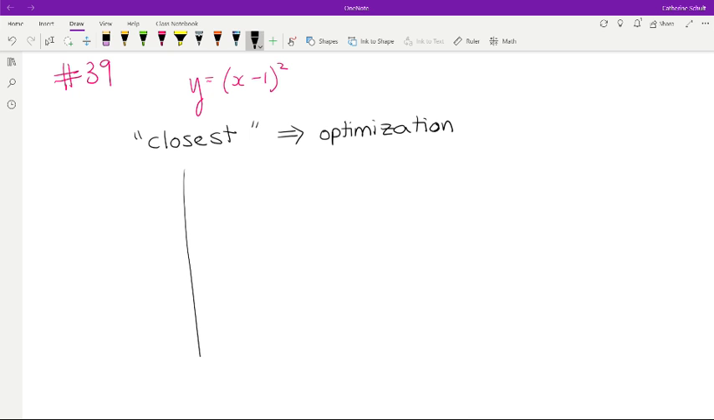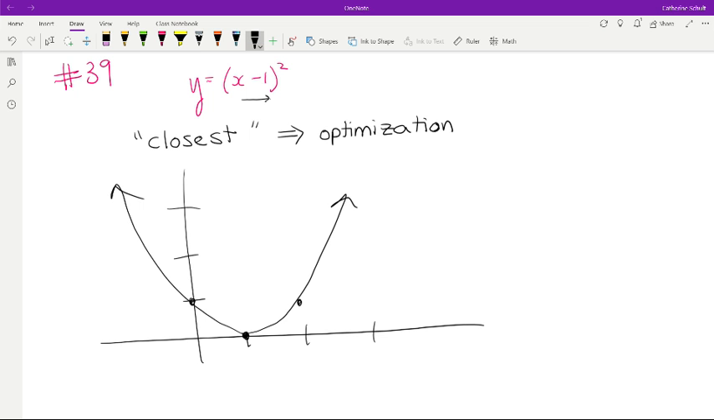If you want to just draw a quick little sketch, x squared is a parabola, and x minus 1 is a shift to the right 1 unit. I'm just doing a sketch. I don't know why I'm getting so accurate. But anyway, it's going to look something like this. So here's our parabola, a quick little sketch by translating that x squared. And they want to find the closest point on the parabola to the origin.